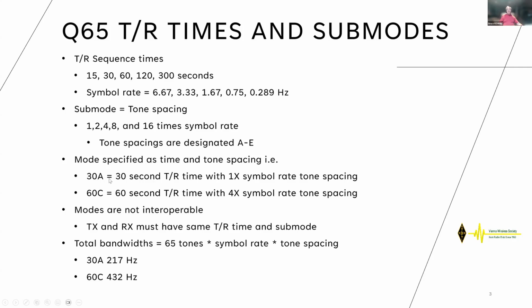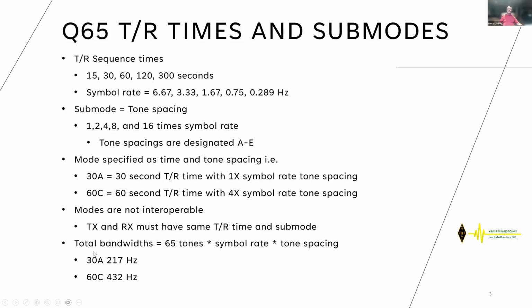The modes are specified as a time and a letter. So 30A is 30 seconds and 1x symbol rate. 60C is 60 seconds and 4x symbol rate. Key thing here: the modes are not interoperable. If you're running 15A and somebody else is running 60C, you might as well be talking two foreign languages. You're not going to be able to communicate.